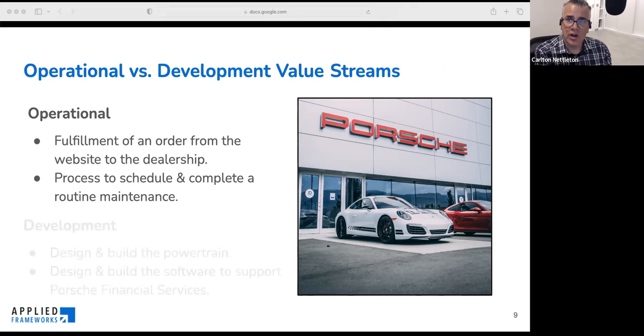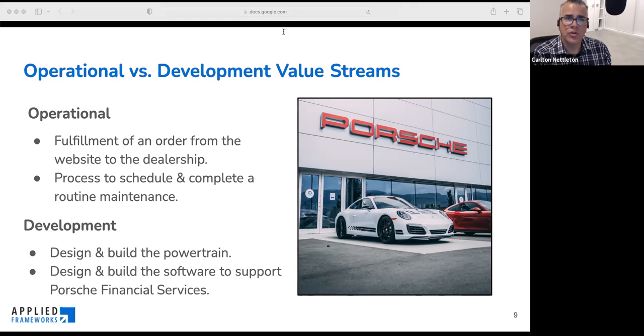So let's shift our focus to development value streams. And if you recall our definition, a development value stream is the sequence of activities that product development teams use to design, build, and support a solution that's used by operational value teams, right? So if we think about all the sequence of activities used to design and build the Porsche's powertrain, that would be a development value stream.